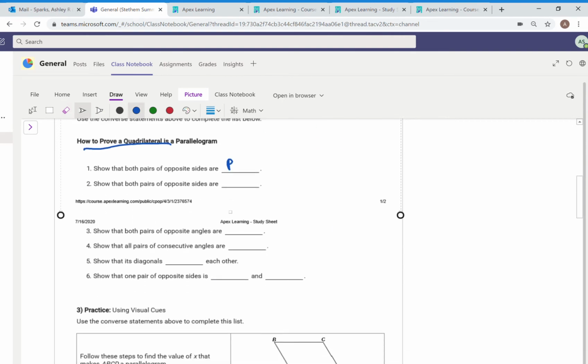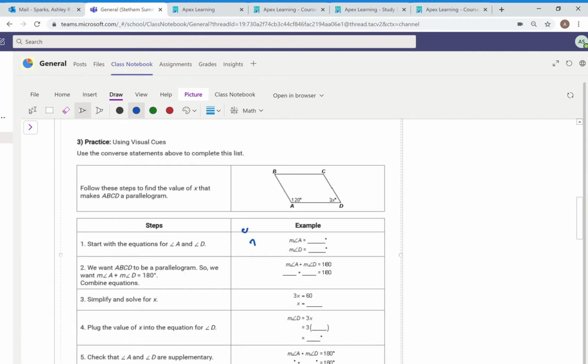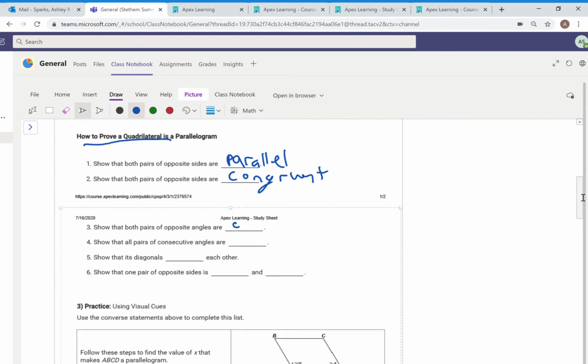So if those opposite sides are parallel, then we have a parallelogram. I also know if the opposite sides are congruent, both pairs, it's a parallelogram. If I can show opposite angles are congruent, then it is in fact a parallelogram, both pairs. If I can show all pairs of consecutive angles are supplementary, remember that means we're adding up to 180, then I know something is in fact a parallelogram. If the diagonals bisect each other, something is a parallelogram.